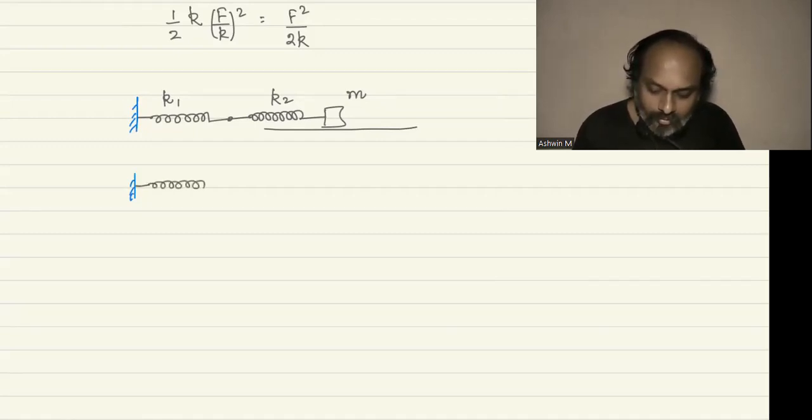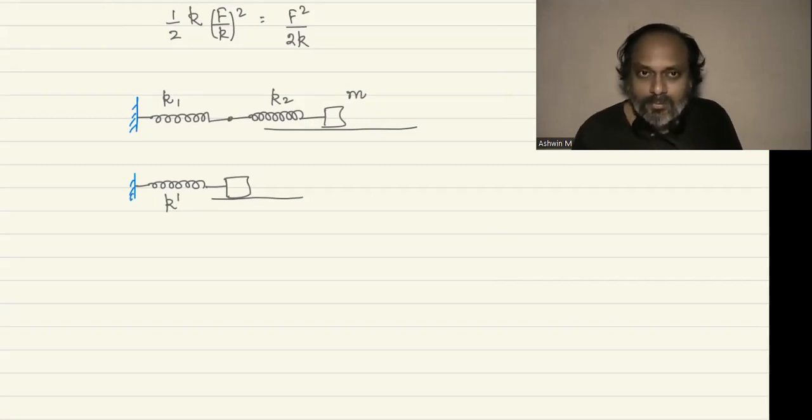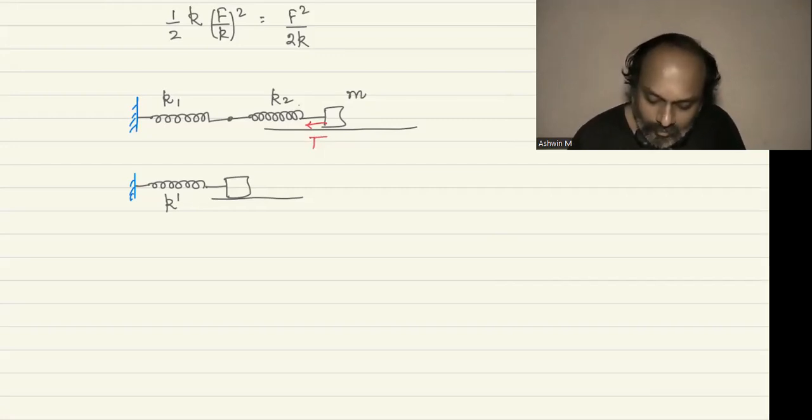So you see, what I'm going to do is replace the set of two springs with one equivalent spring. I'll call that equivalent spring, let's say, having spring constant k dash. Now when this block is displaced by some amount and let's say it is oscillating, there will be some force which is exerted by the spring on that particular block. I'll indicate that force with T. So in both the springs, the right spring as well as the left spring, you are going to have the same tension.